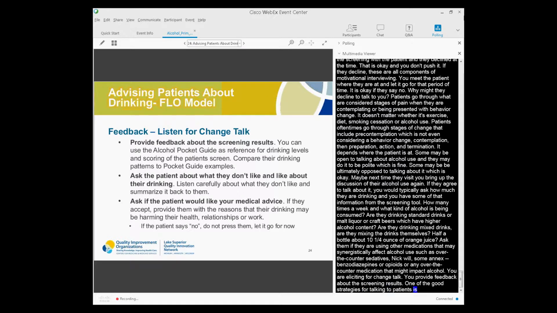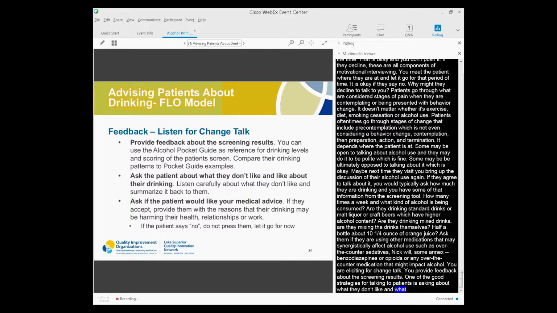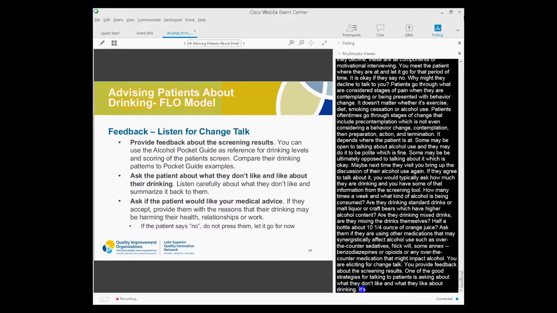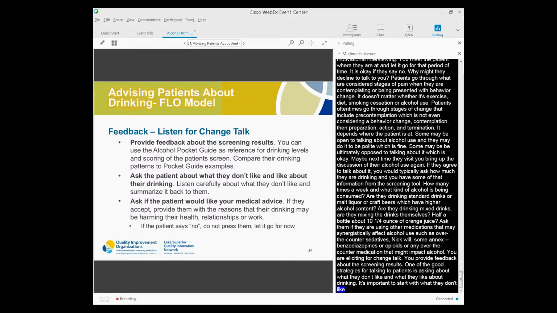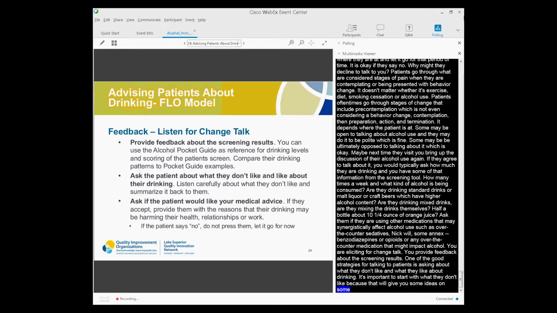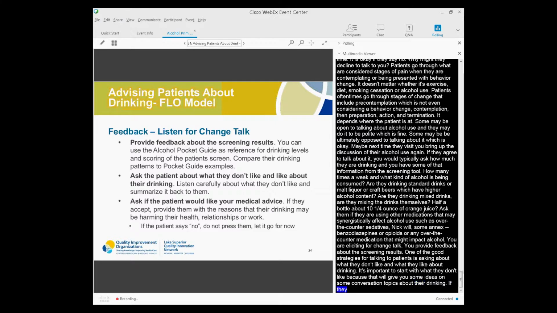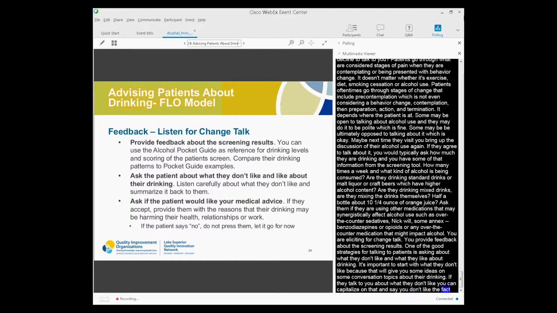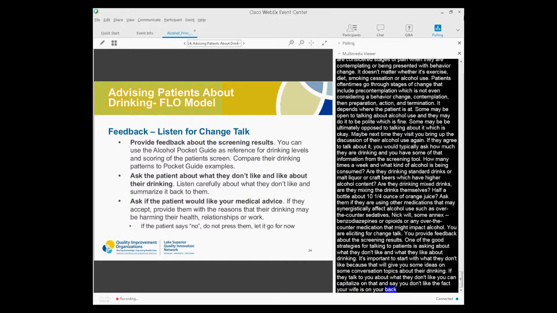It's important to start with what they don't like, because that will give you some ideas on some ins, or some conversation topics, or a way to get into the conversation about their drinking. Because if they're going to talk to you about what they don't like, you can capitalize on it and say, well, I think you don't like the fact that your wife always is on your back about sitting in front of the TV drinking beer every Sunday. Maybe we can look at modifying that a little bit.